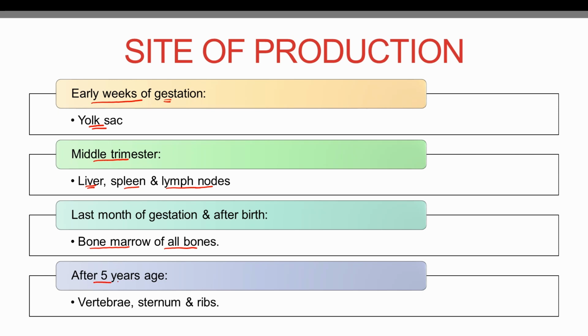And after 5 years of age, the bone marrow of the vertebrae, sternum and ribs are the most common sites for the production of red blood cells. So in the last month of gestation and after the birth, red blood cells are exclusively produced in the bone marrow.